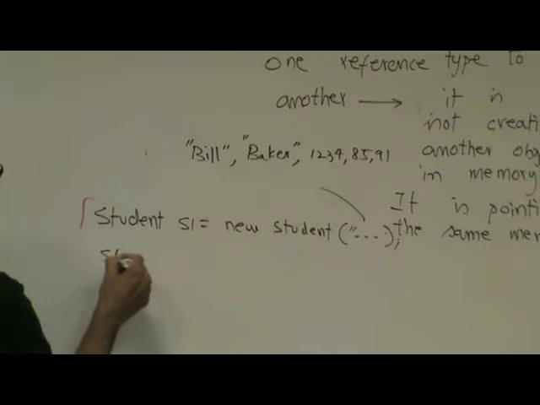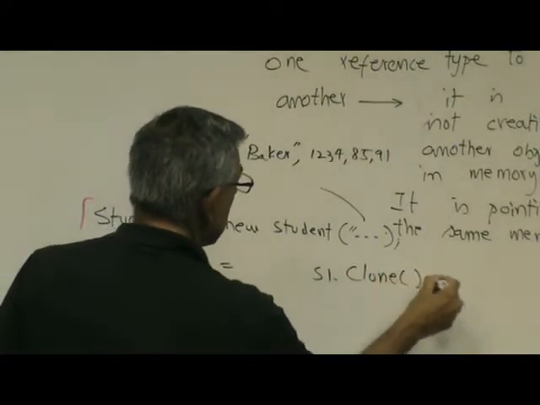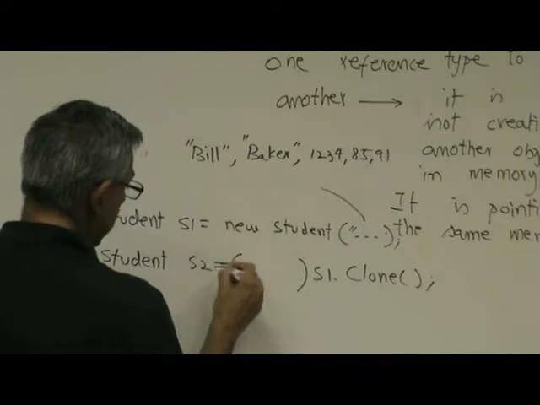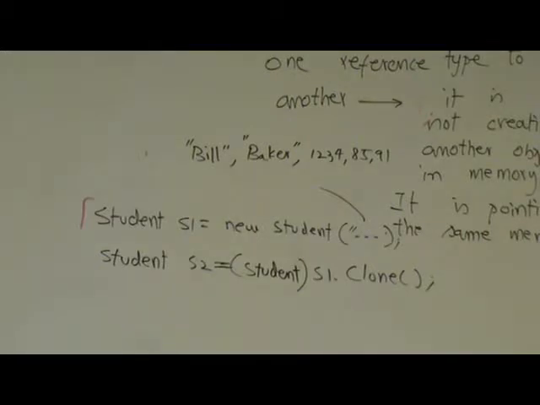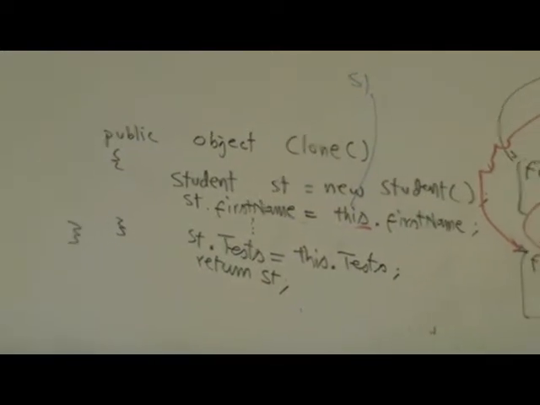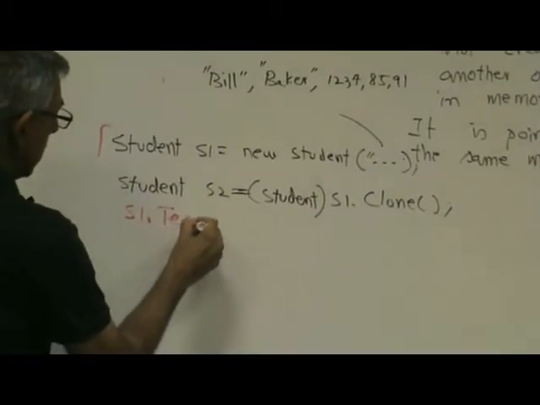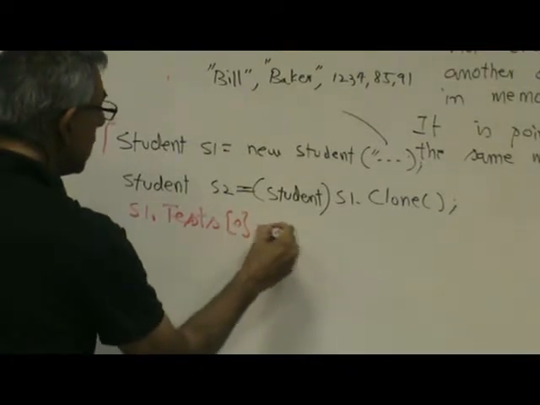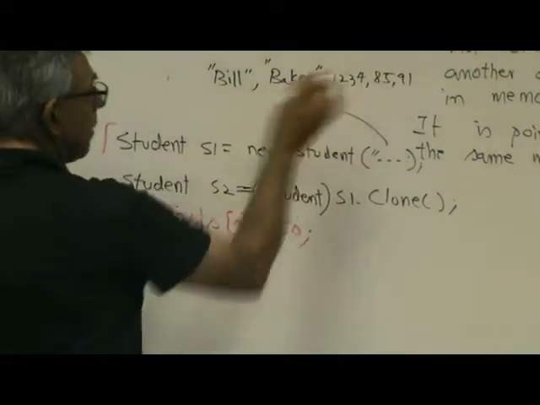Okay, then we do Student S2 equal to S1.clone, and then we typecast it to a Student, correct? So now will S1 and S2 have 2 separate memories or just one memory? 2 separate memories, because in the clone we create a new student object, right? Okay, so now what if we do this? After we copy S1 into S2, we say S1.tests of 0 equal to, let's say, 50. In the beginning it was 85, okay?